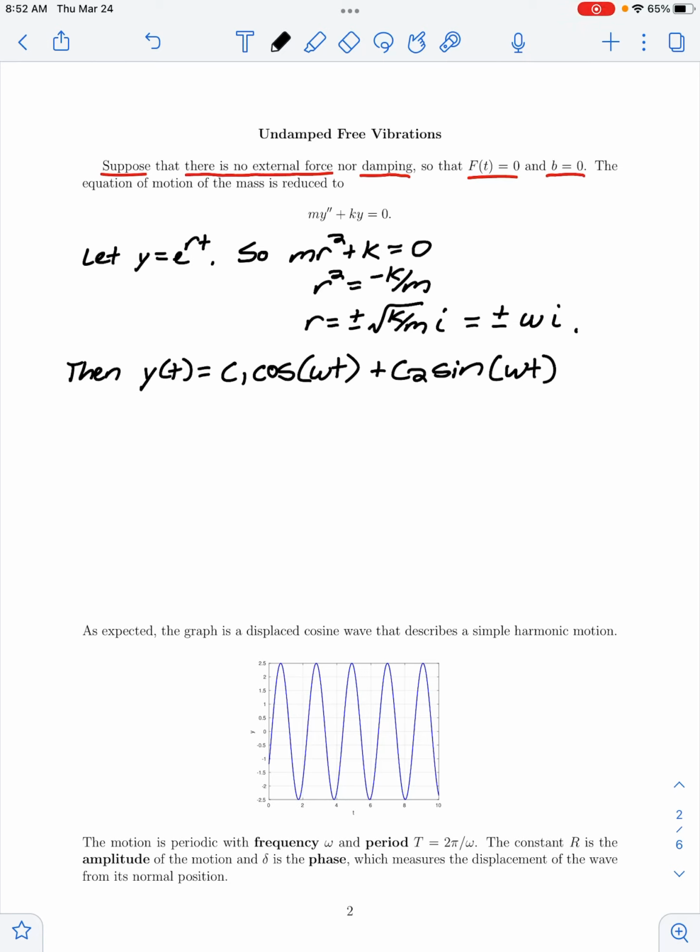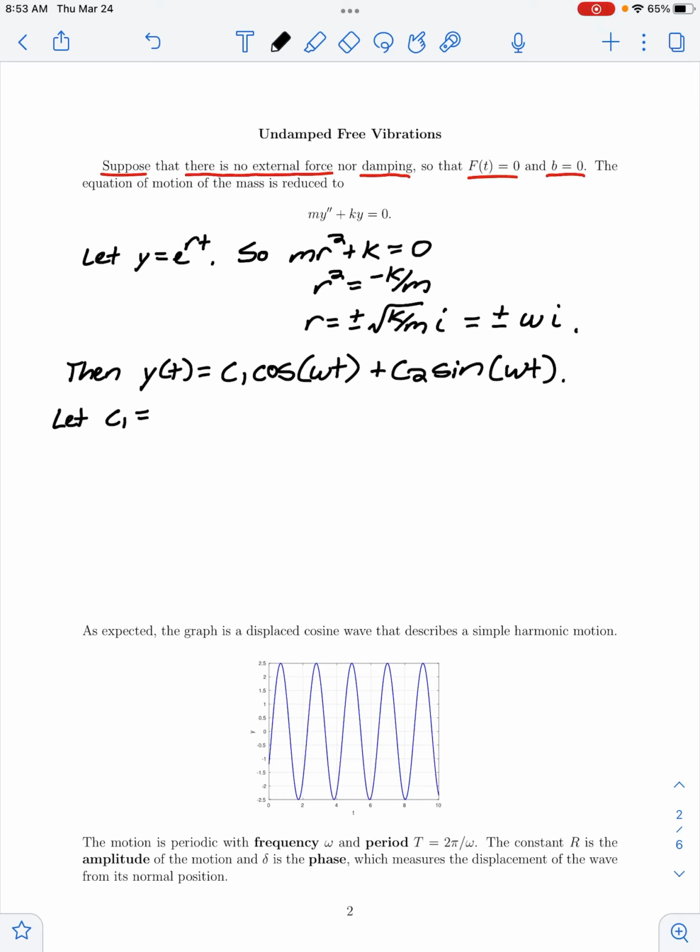Now, in the case that we're working with a mass spring system, it's sometimes convenient to rewrite the form of this general solution. So here we have a sum of sine and cosine terms of the same argument, omega t. And we can express this as a single cosine wave by making a change of variables. So let's see how it works here. If we were to change from constants c1 and c2 to new constants, I'm going to call them R and delta, let's see how we could do this.